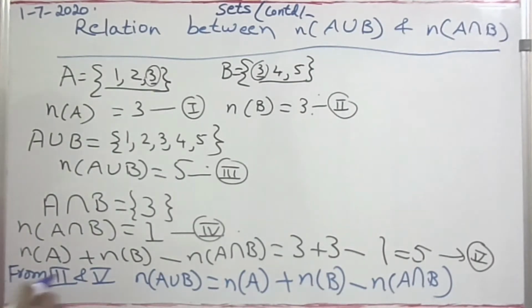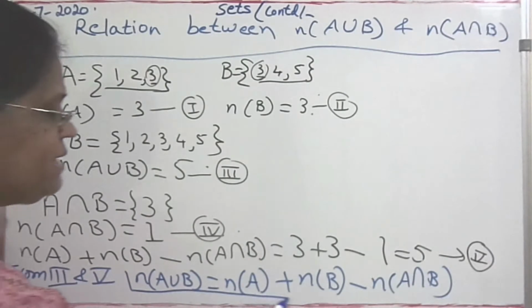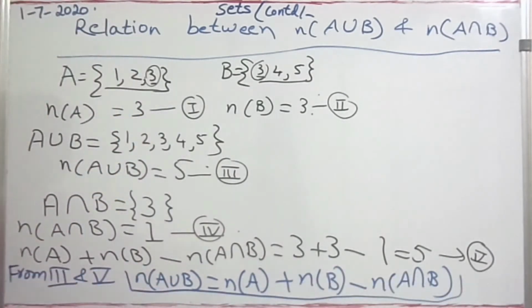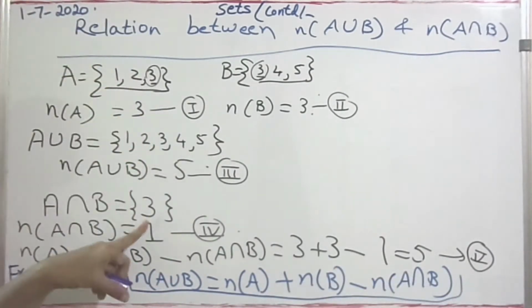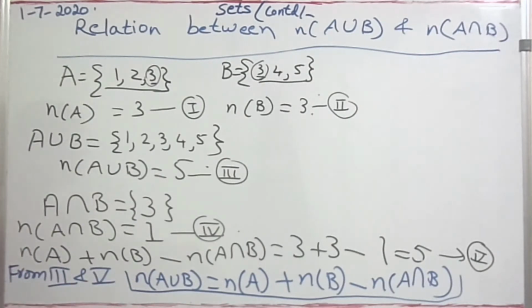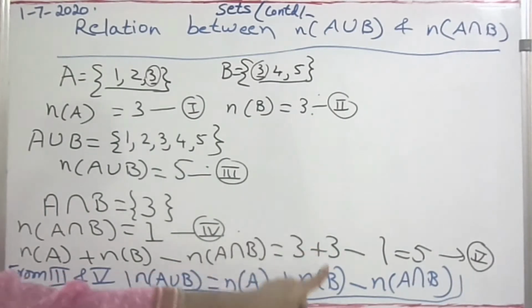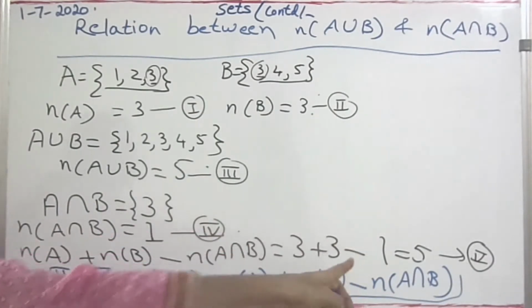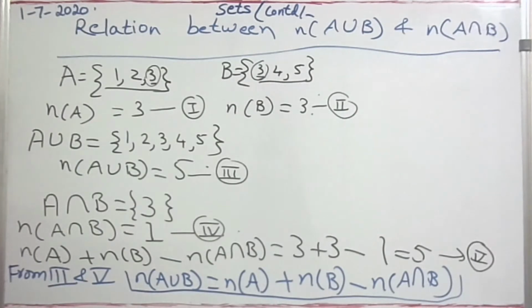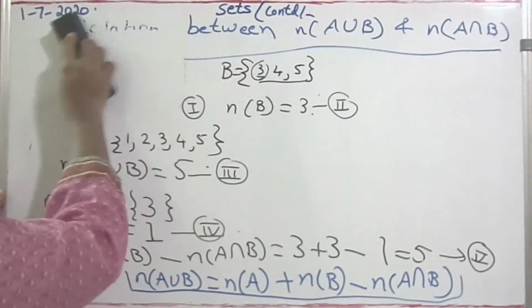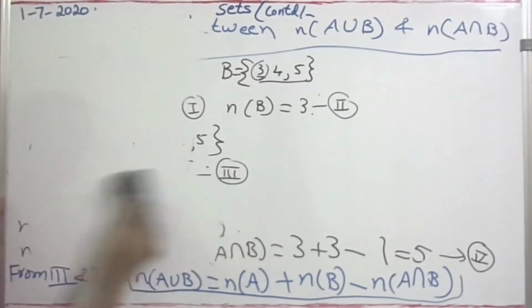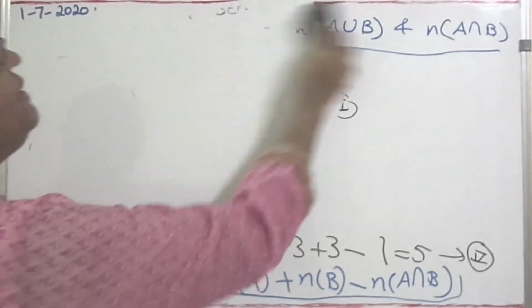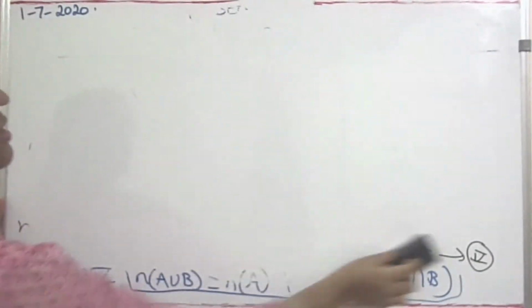So you have to write down this formula in your notebook and study it by heart. No need of writing this derivation; it is just for understanding. Let us repeat the formula. Number of elements in A union B is equal to number of elements in A plus number of elements in B minus number of elements in A intersection B. Study this formula by heart. Now we are going to do sums based on this formula. Write it in your notebook and study it by heart.